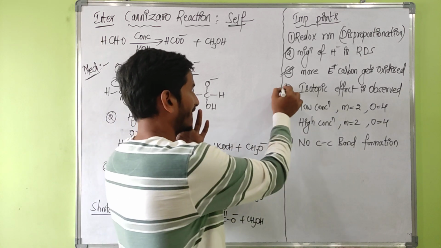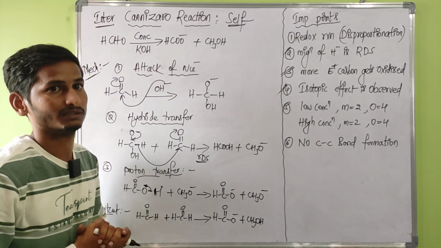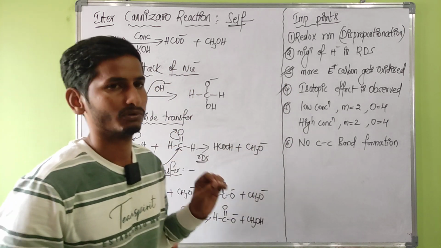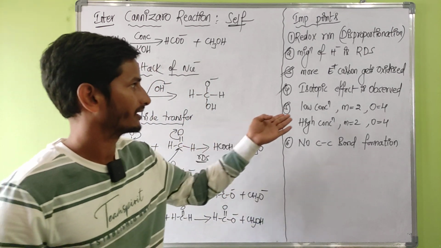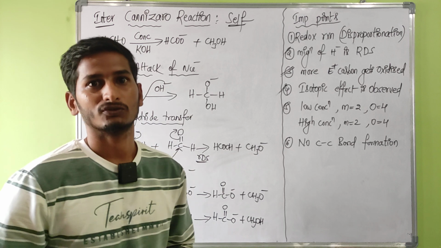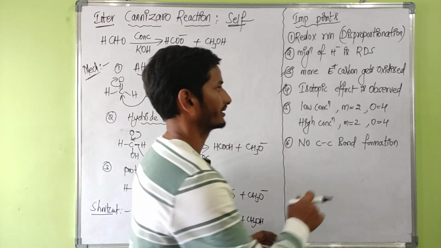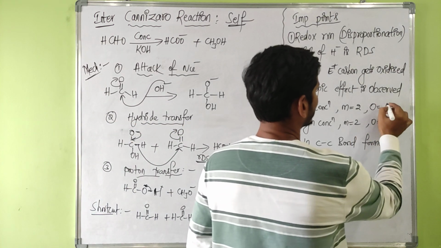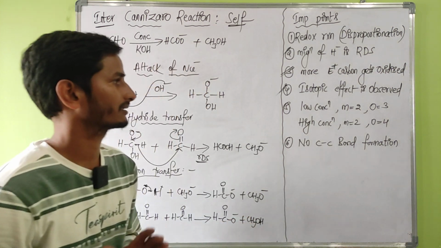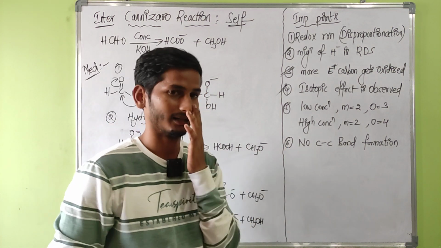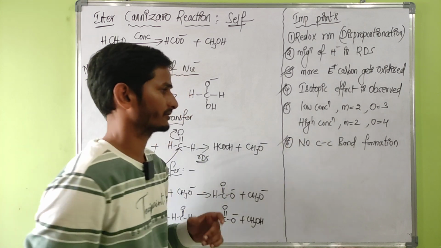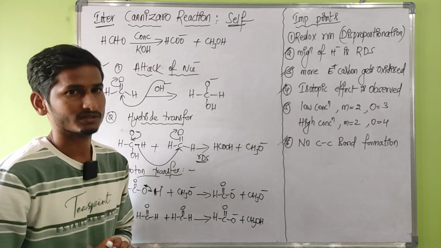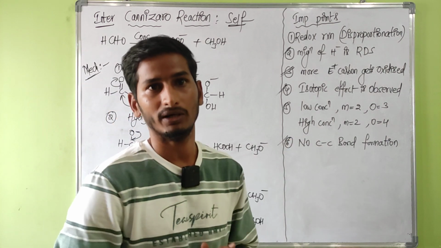Coming to the fourth point, isotopic effect is observed. We will understand this particular point by taking one example. Coming to the next two points: at low concentration, molecularity is 2 and order is 3. At high concentration, molecularity is 2 and order is 4. Now coming to the last point, which is also very important: there is no formation of a carbon-carbon bond.